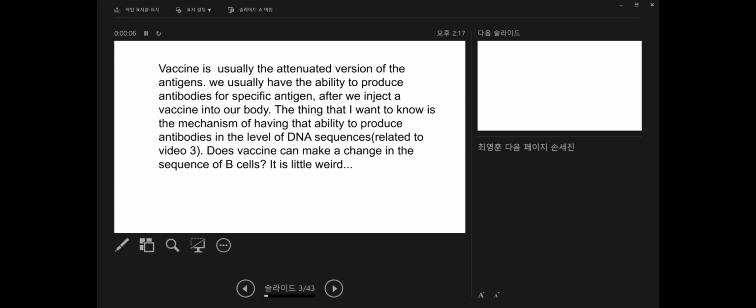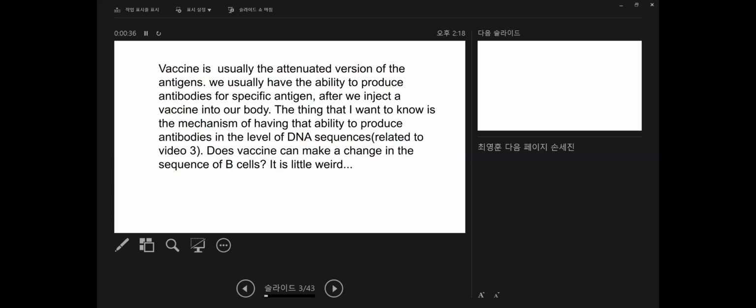You guys put up some questions like this. Many of you answered yourselves. Now here is the first question, for the vaccine. The question is, somehow vaccine and antibody should be made at the level of DNA. How can a vaccine make a change in the sequence of B cell DNA? That's a very good question.